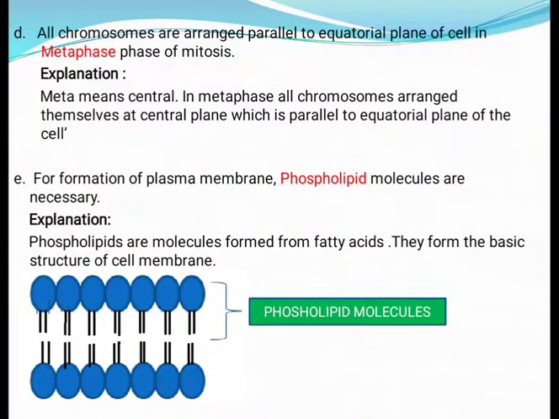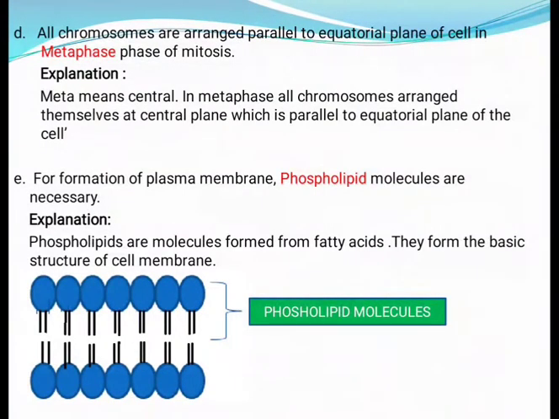Next, all chromosomes are arranged parallel to the equatorial plane in the cell in dash phase of mitosis. The answer is metaphase. Explanation. Meta means central. In metaphase, all chromosomes arrange themselves at the central plane, which is parallel to the equatorial plane of the cell. So the name of the phase itself tells its meaning. Meta means central position. The phase in which all the chromosomes arrange themselves at the central position of the cell is nothing but metaphase. Next, for formation of plasma membrane, dash molecules are necessary.